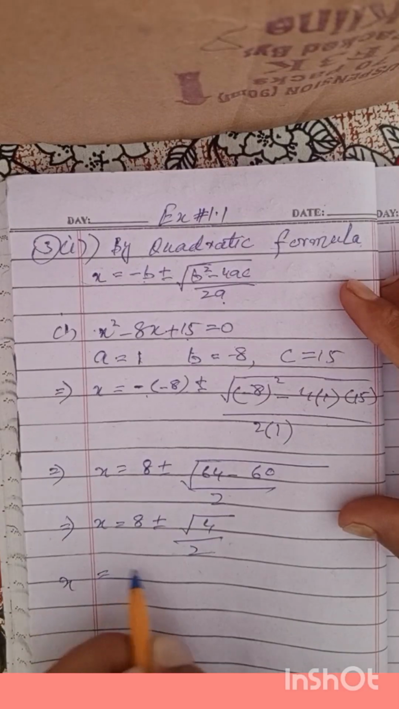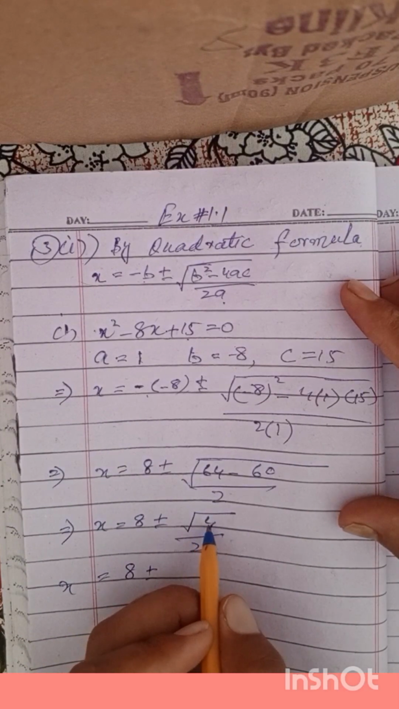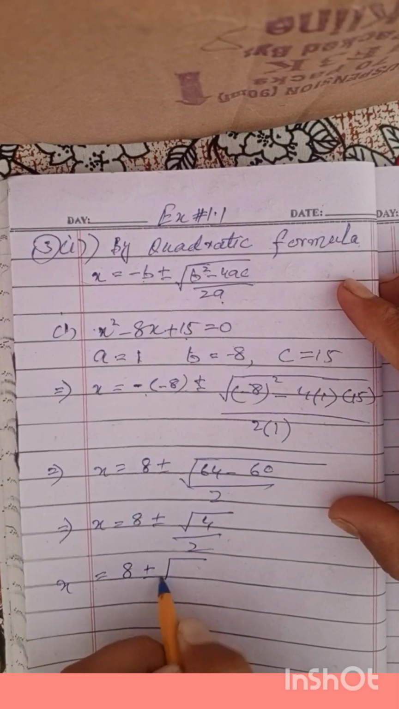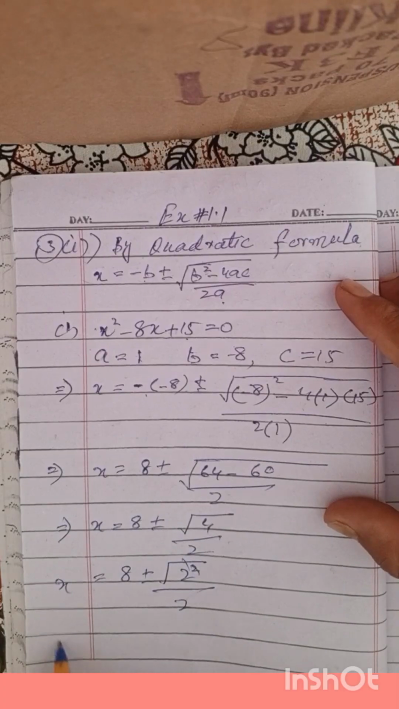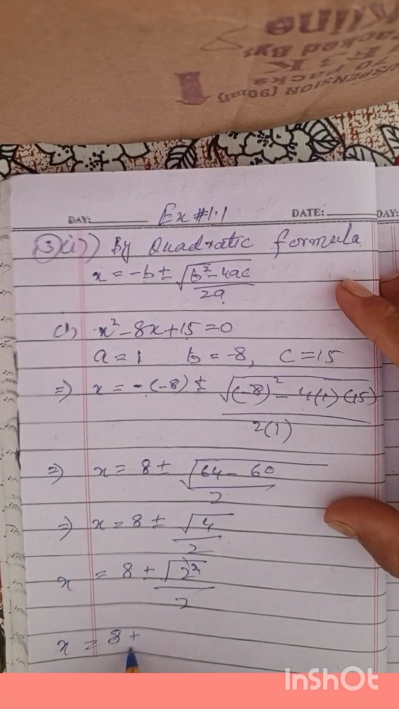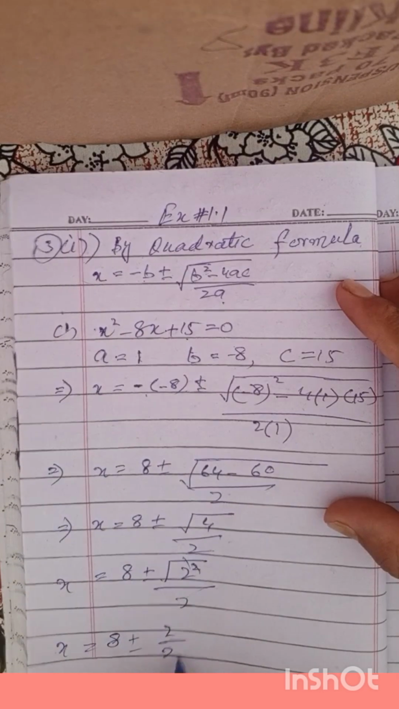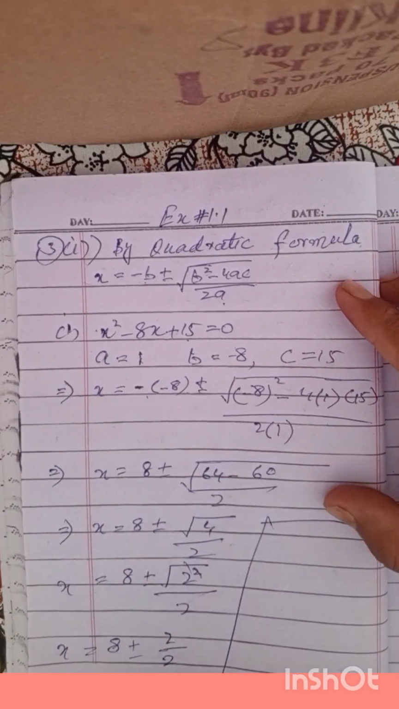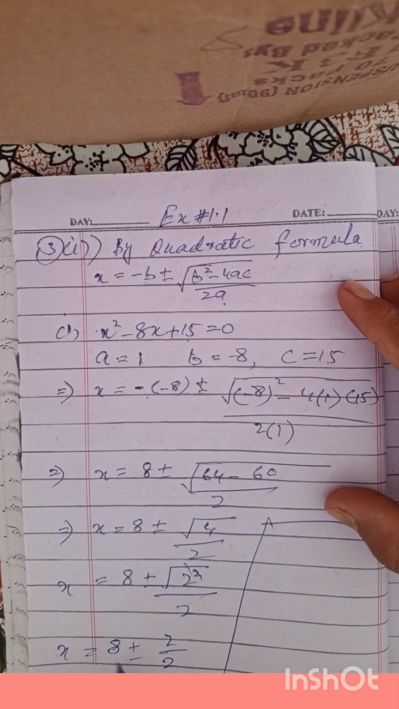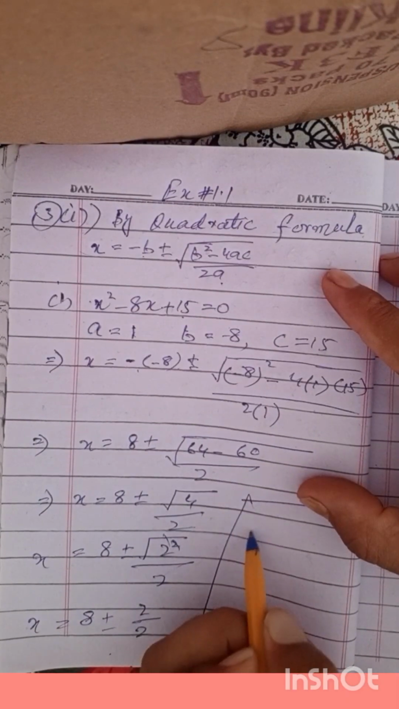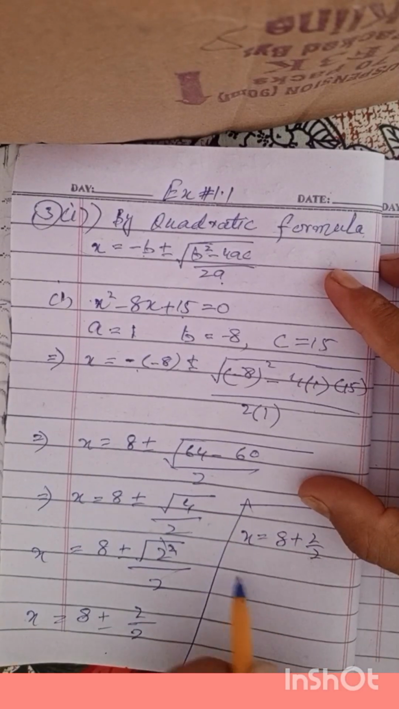Now x is equal to plus 8 plus minus, we can write 4 as 2 square. Square and root cancel out each other, so we have only 2. X is equal to 8 plus minus 2 divided by 2. Now here we can write this as x is equal to 8 plus 2 divided by 2.